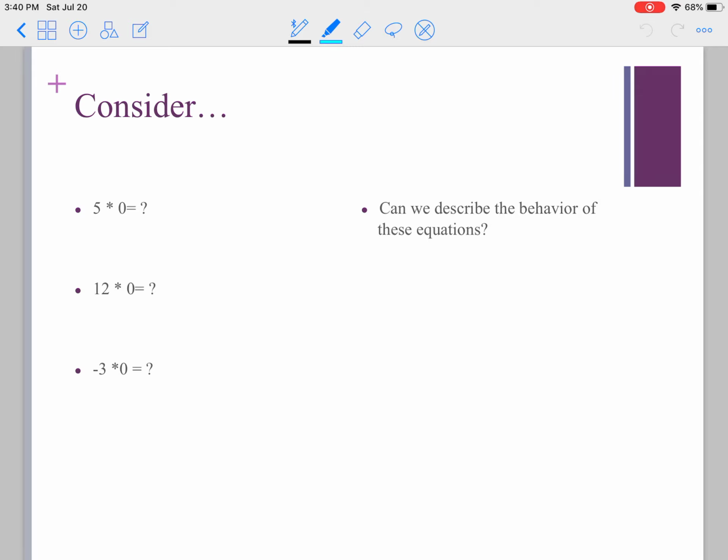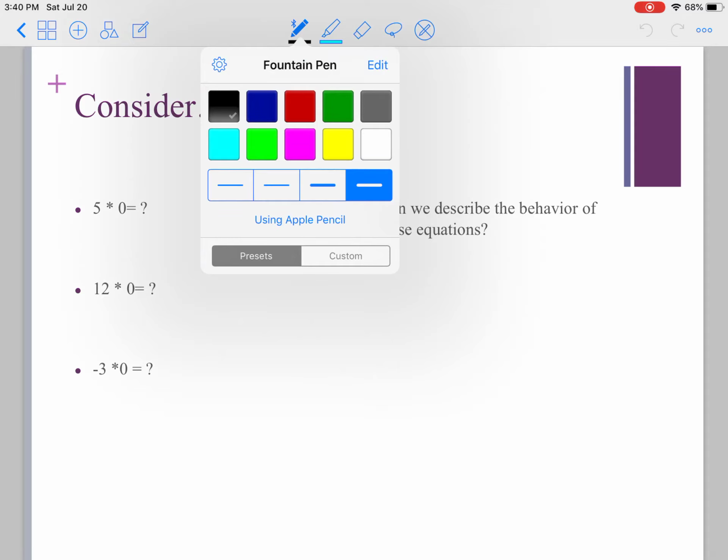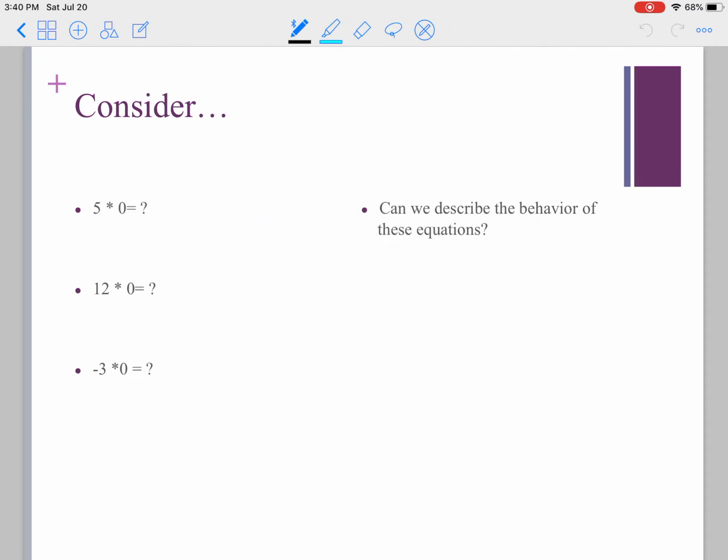Looking at this set of equations, you may already have determined the solution to each one of these. 5 times 0 is, tempting as it may be to say 5, it is actually equal to 0. 12 times 0 is equal to 0. Negative 3 times 0 is equal to 0. If we were to describe the behavior of these equations, looking at the similarities, what do we notice? First, yes, they're all equal to 0. Secondly, they're all being multiplied by 0.